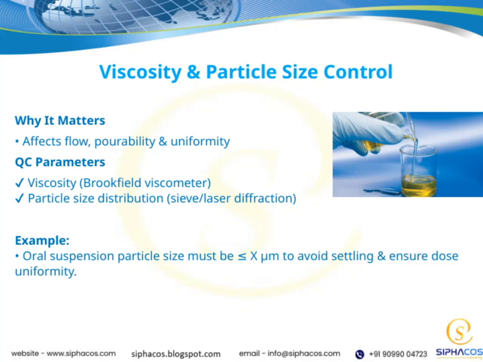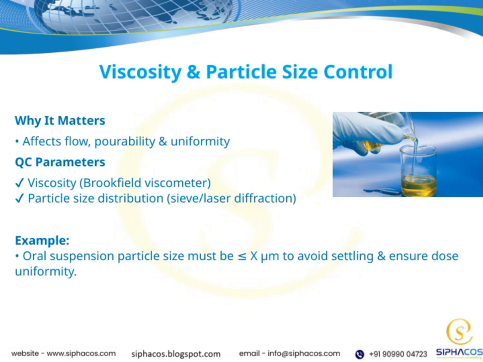Now, let's talk about viscosity and particle size control, and why these factors really matter. First off, they directly influence how a product flows, how easy it is to pour, and how uniform the final mixture turns out. If these parameters aren't properly controlled, we might end up with issues like inconsistent dosing or poor product stability. When it comes to quality control, there are a couple of key parameters we focus on.